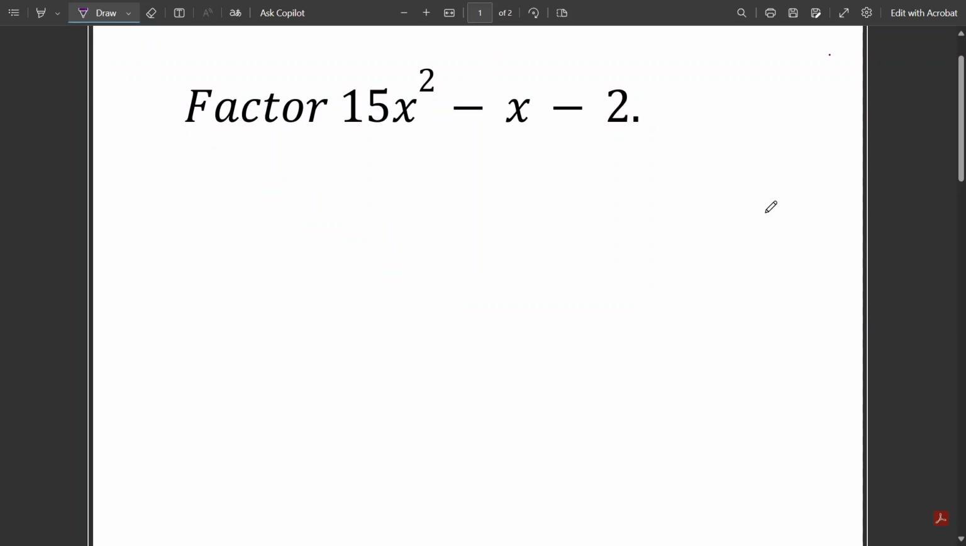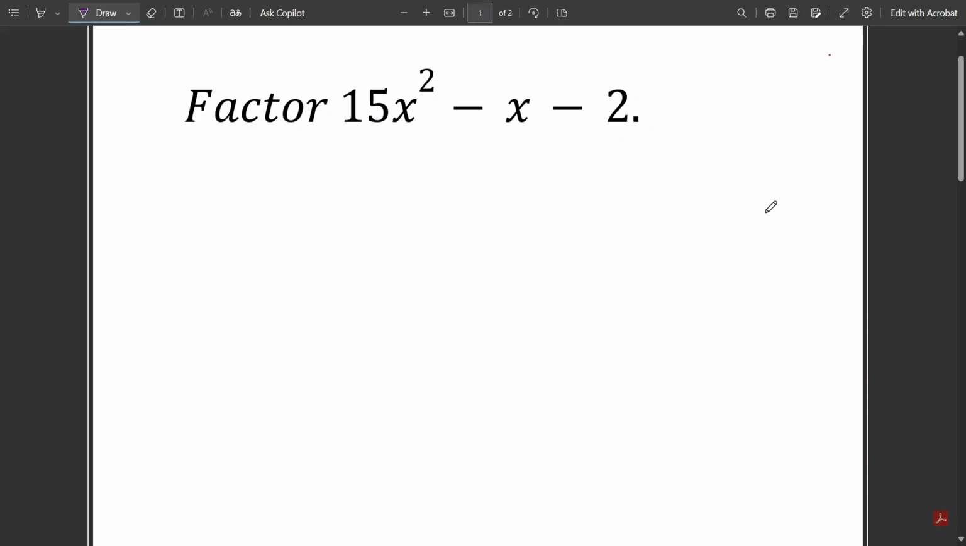Hi, Timothy Unkert here. In this video, I'm going to show you how to factor quadratics where the number in front of x squared, which we call a, is greater than 1. So let's start with this first example. We're going to factor 15x squared minus x minus 2.